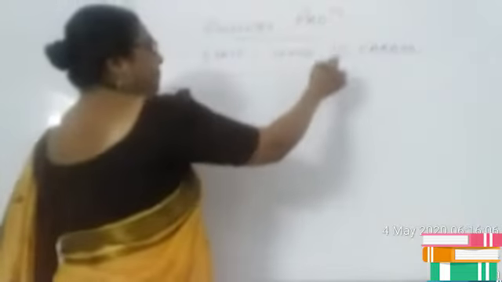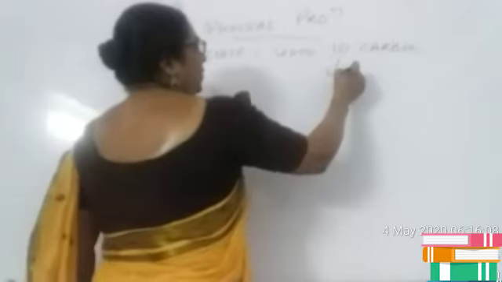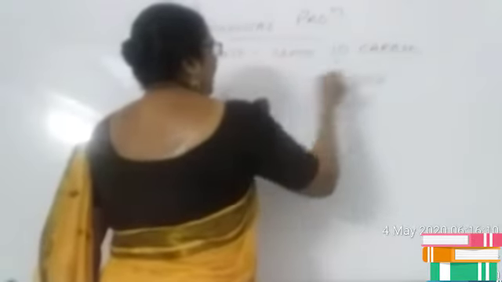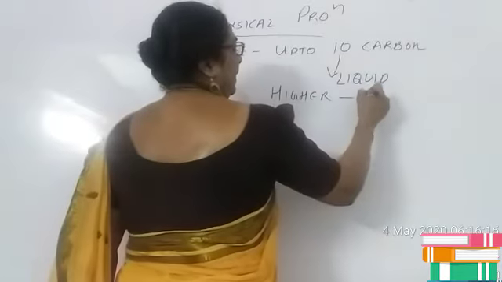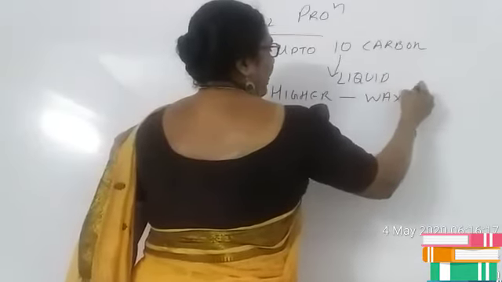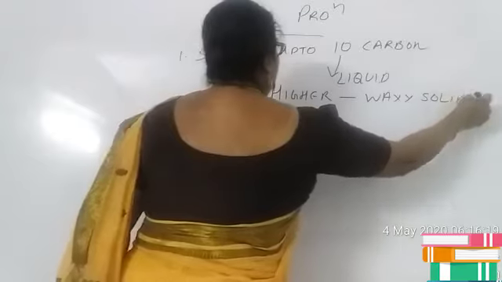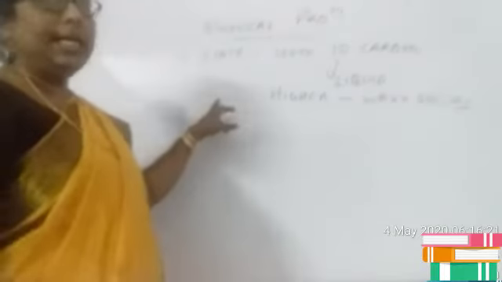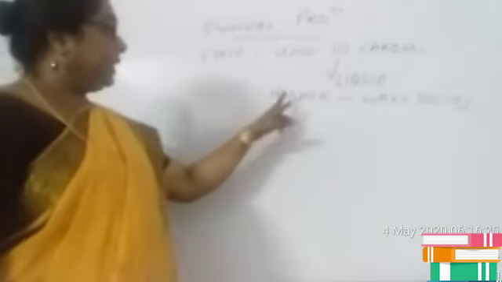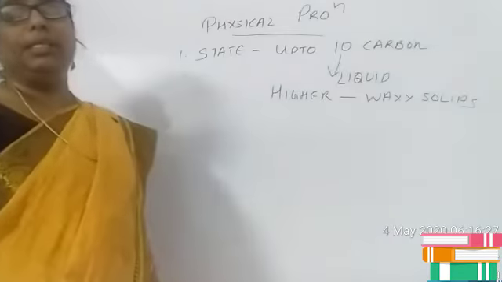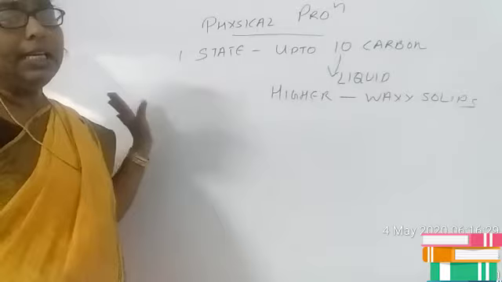That is, the first 10 members of carboxylic acid you can see in the liquid state, and the higher members you can see as waxy solids. Is it clear, children? When you discuss the state, the first 10 members generally exist in the liquid state and the higher members exist as waxy solids.